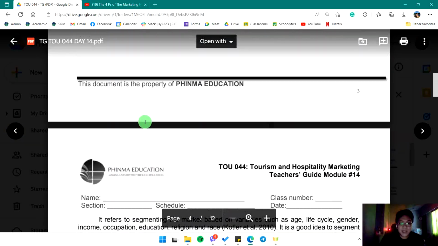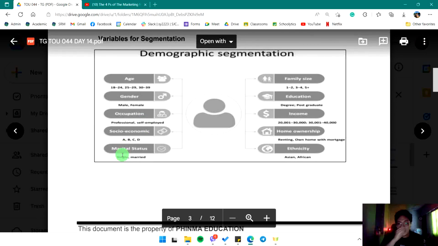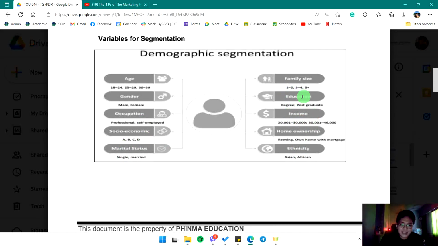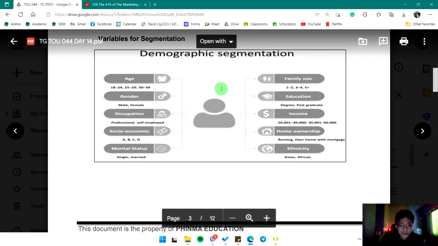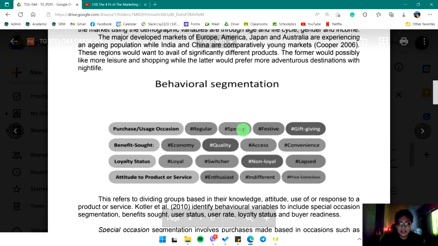Demographic segmentation, malalaman natin na siguro ang income niya is mataas. Mataas din siguro ang kanyang educational degree. Maybe he or she is a postgraduate. Ang income siguro niya is 40,000 and above monthly income. Maybe she is self-employed with a socioeconomic status of class A. So, yun yung kanyang demographic segmentation.